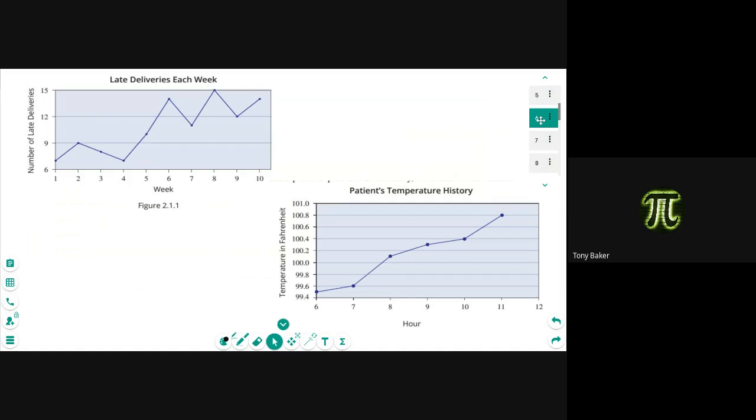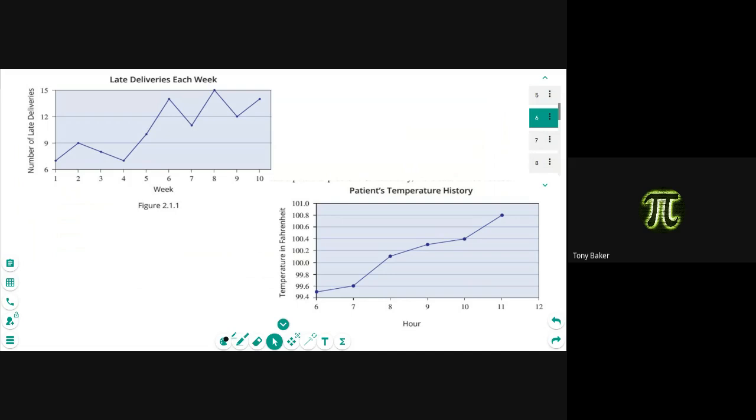All right. Here's two graphs. What can you tell me about the upper left graph? Data is inconsistent. Okay. What's the general trend? Upward, but it kind of levels out a little bit. Okay. So the number of late deliveries is increasing. Okay. What about the bottom left or bottom right graph? Okay.